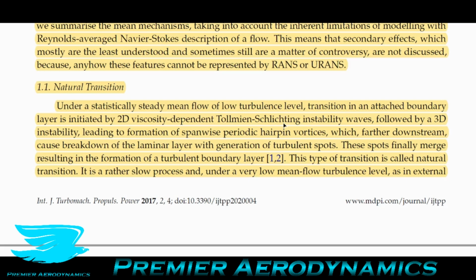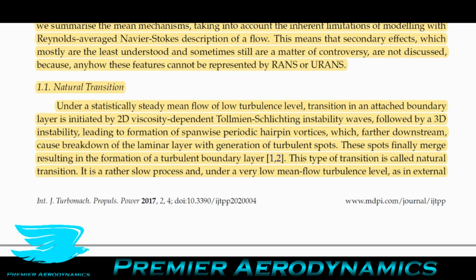But let's say that we have a fairly smooth surface, a fairly low Reynolds number, and a low turbulence intensity level. That's going to result in natural transition. And this transition is an attached boundary layer that is initiated by a 2D viscosity-dependent Tollmien-Schlichting instability wave, followed by a 3D instability, leading to formations of spanwise periodic hairpin vortices, which further break down downstream, causing a breakdown of the laminar layer with general turbulent spots.